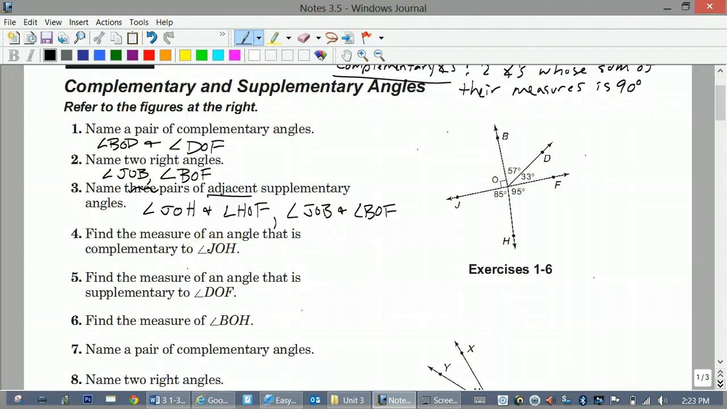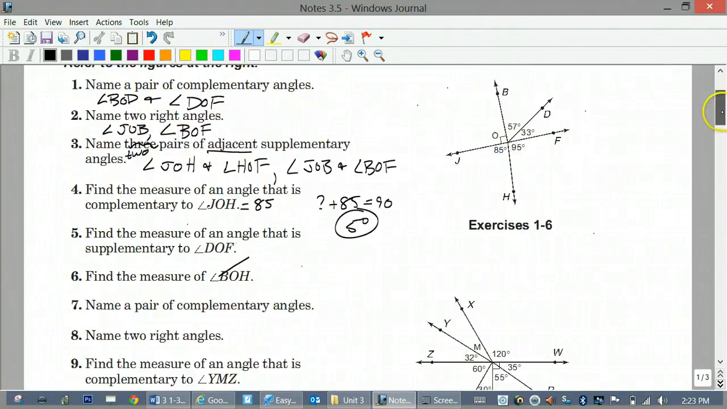Find the measure of an angle that is complementary to angle JOH. I am not asking you to find the name of an angle in the picture. I just want the measure. So what's the measure of JOH? You guys start there. JOH is 85. So what plus 85 is 90? So the answer is 5 degrees. I'm not asking you for the name of it. I'm asking you for the measure.